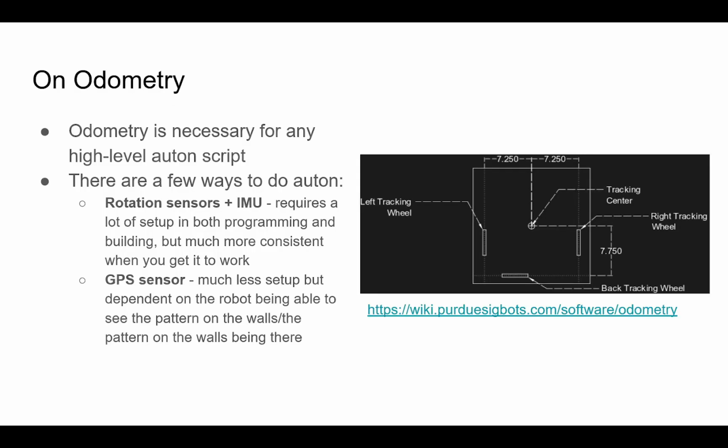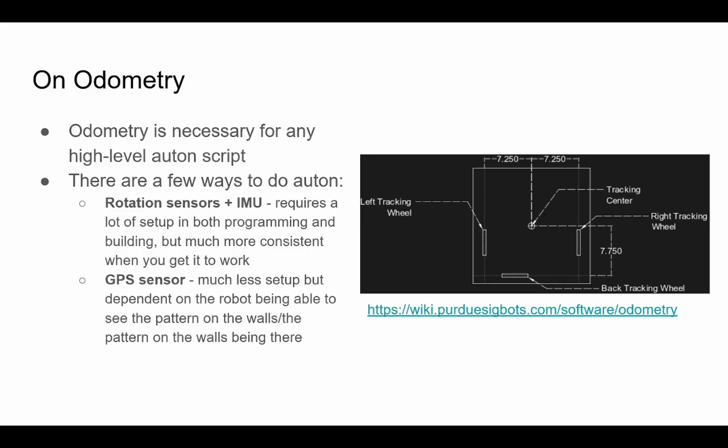There are a few ways to handle odometry. We've gone over some of the sensors that can be used for this just now, and odometry is very useful. A lot of the sensors you're going to be using are going to be for odometry if you want to make a high-level Auton script that can make really precise movements and consistent movements. There are a few ways to do Auton. The one I prefer is rotation sensors and IMU.